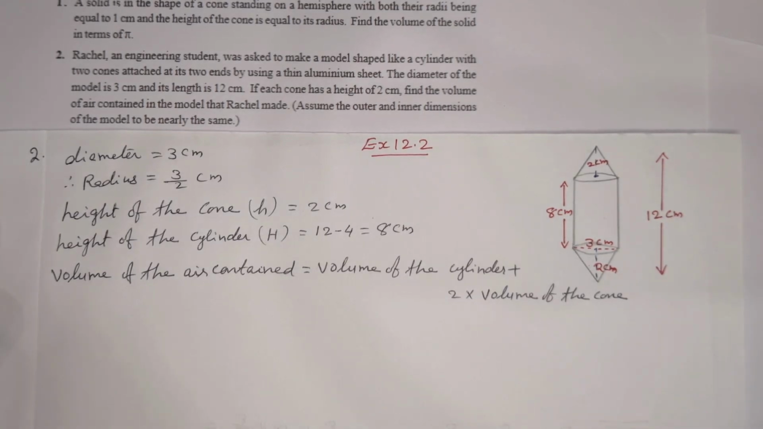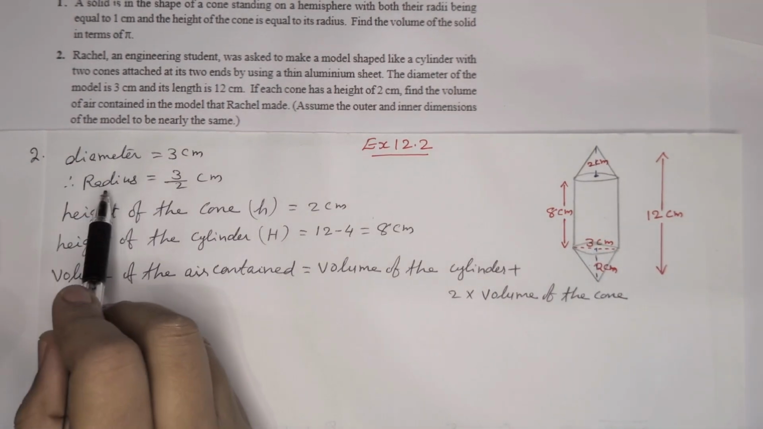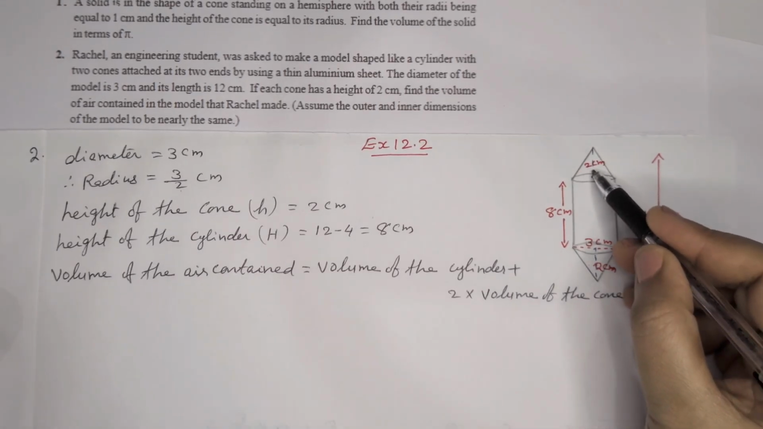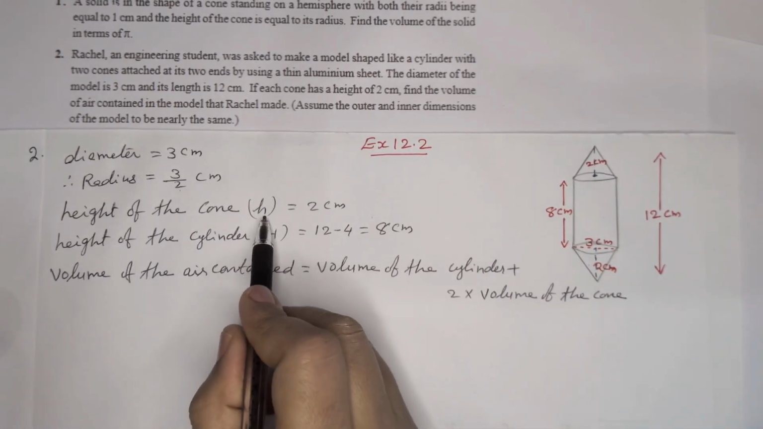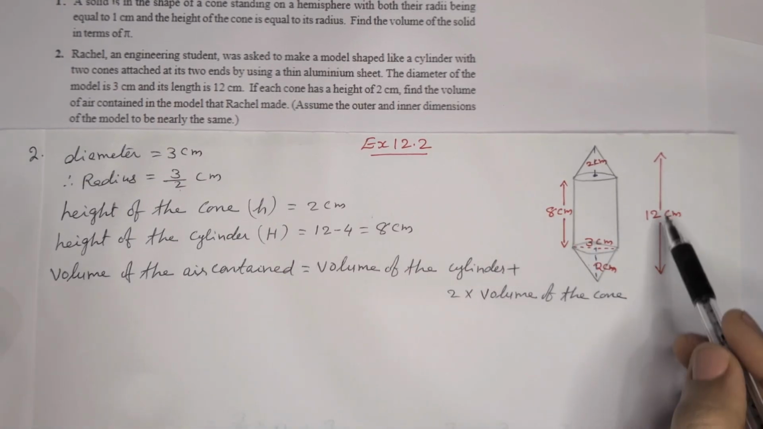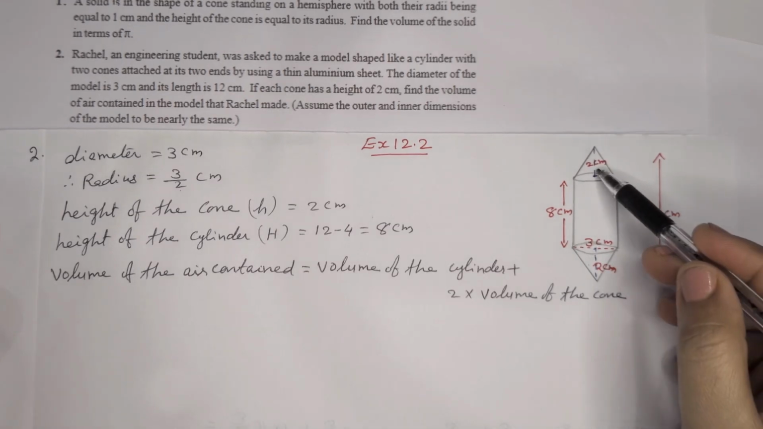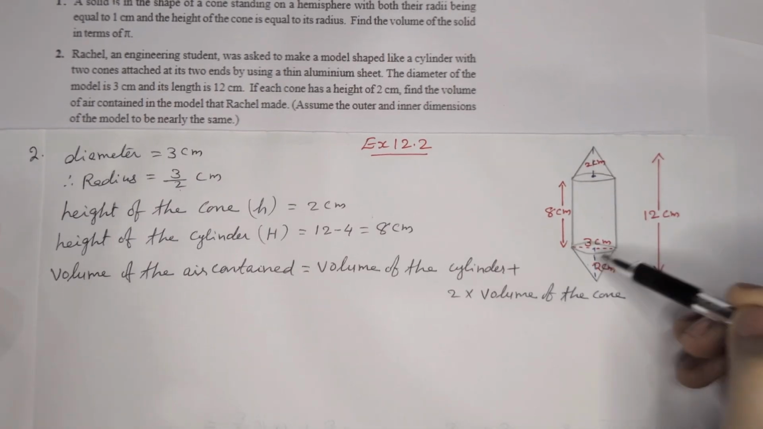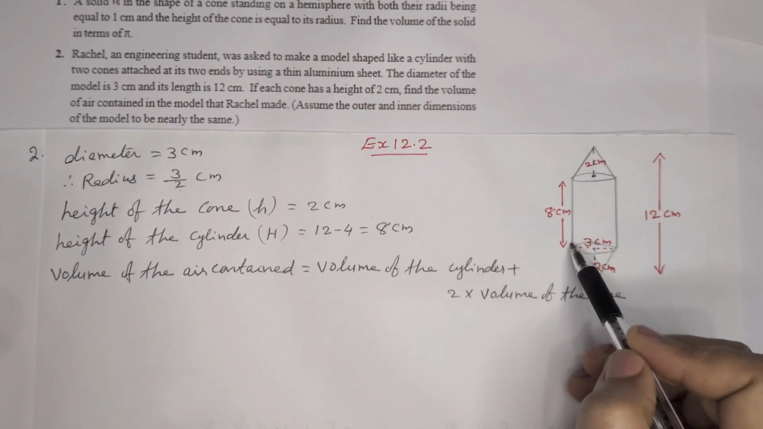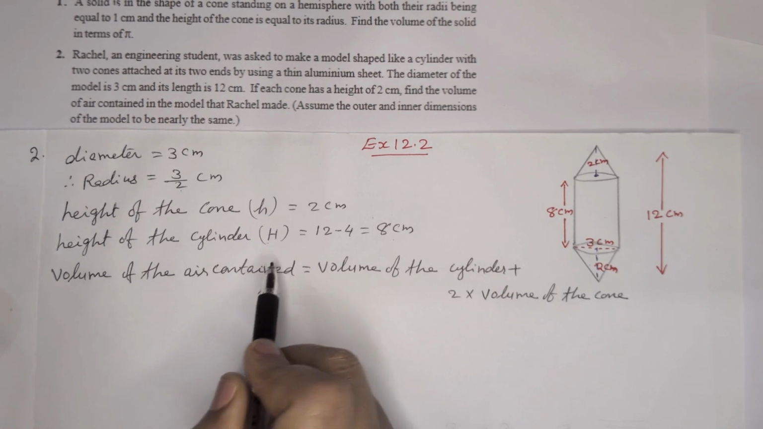So we can take here diameter is equal to, that's given as 3 centimeter. Therefore radius is equal to 3 by 2 centimeter. Height of the cone is given as 2 centimeter, that we can take as small h. And height of the cylinder, total height is 12. That minus here 2 centimeter for the cone, this also 2 centimeter. So 2 plus 2, 4. 12 minus 4, 8 centimeter. So height of the cylinder is 8 centimeter, that we can write with capital H.